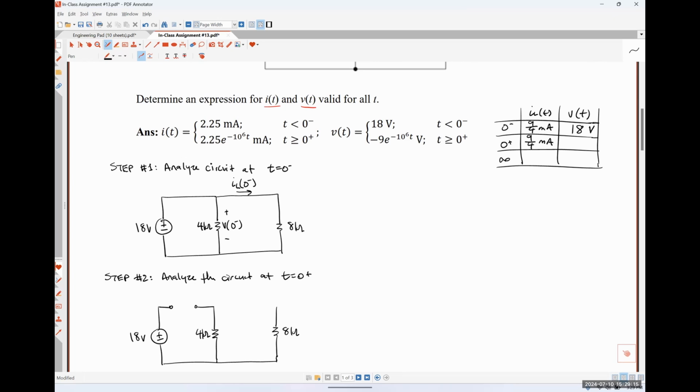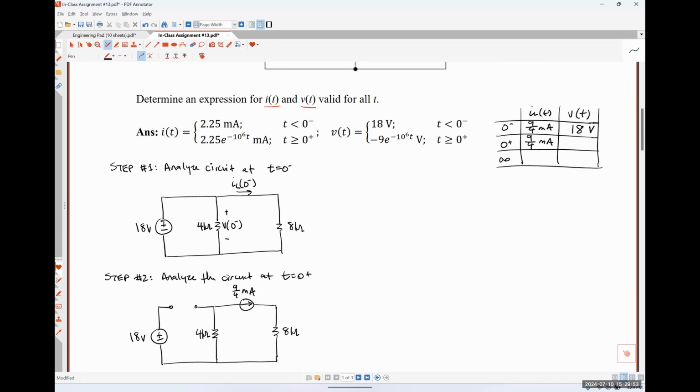So we know for sure that the current flowing through the inductor is 9/4 of a milliamp, and the voltage drop across the inductor is whatever it needs to be to make that happen. So we are going to replace our inductor with a current source having the same magnitude and direction as our inductor current at 0 minus. So I'm going to have a current source directed to the right that has a value of 9/4 of a milliamp.